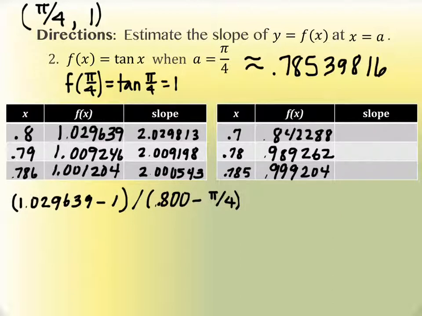The other half of my table, the value is slightly smaller. I don't have 1 point something, I have 0.842288 minus 1.7. So I'll just zero out the other two digits for the moment, minus my pi over 4. So this is 1.846784.